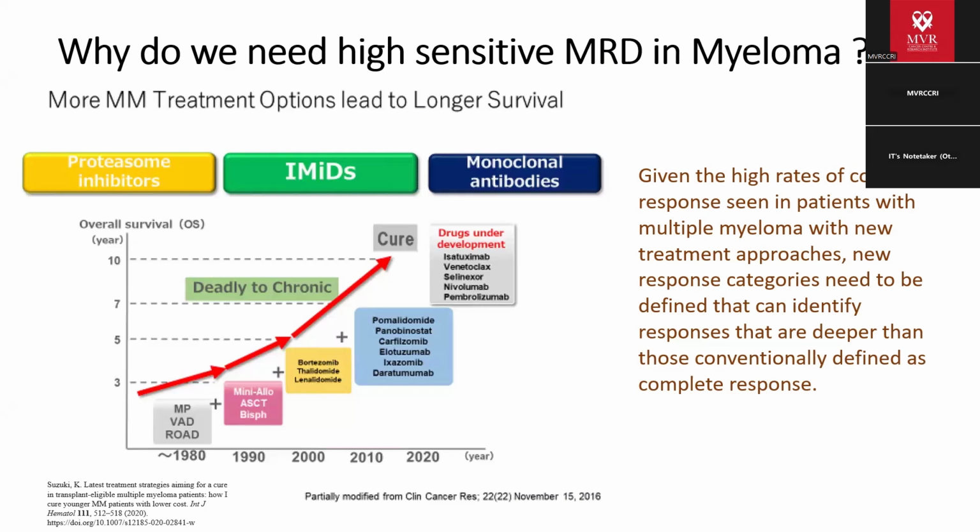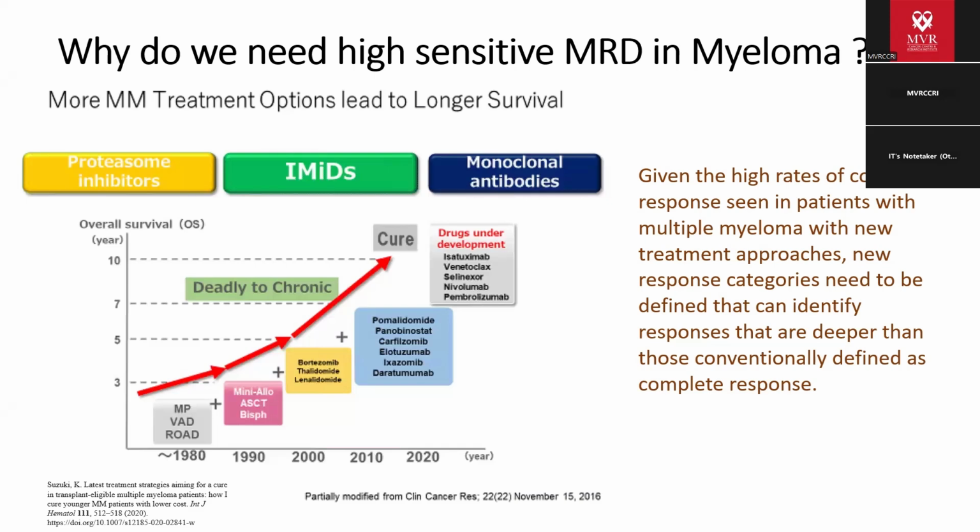Okay, complete CR. But the most frustrating part is that despite achieving this, the need is assessing the depth of response to find out the cohort of patients among the complete responders who are most likely to recur or who have a poorer prognosis.